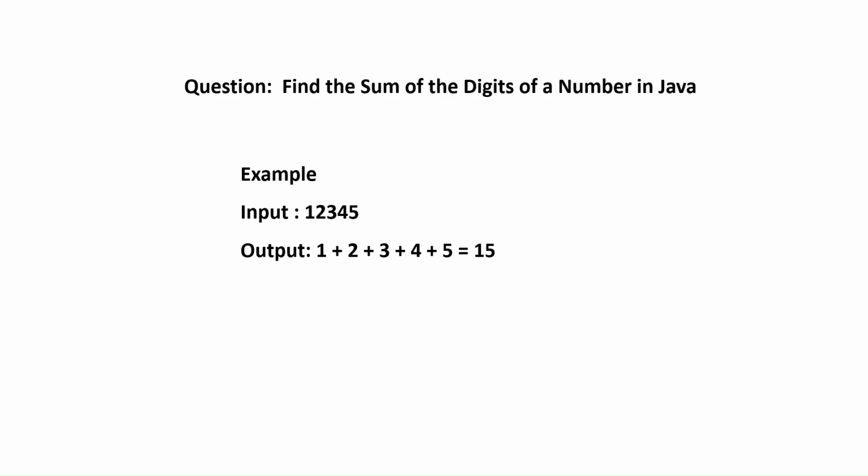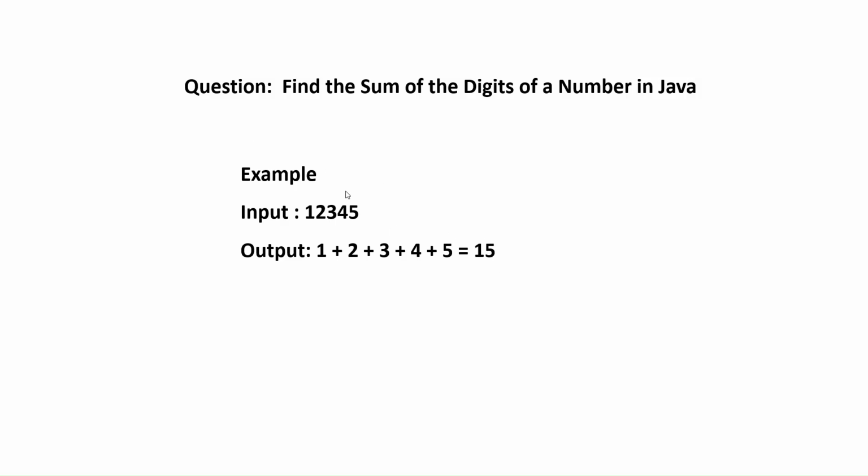Today in this video, we will discuss a new question: find the sum of the digits of a number in Java. It means you have to sum your digits. Let's suppose we have an input of 12345. By using programming, you have to sum these digits: 1 plus 2 plus 3 plus 4 plus 5 is equal to 15. You have to get 15. How do we achieve this in the program?